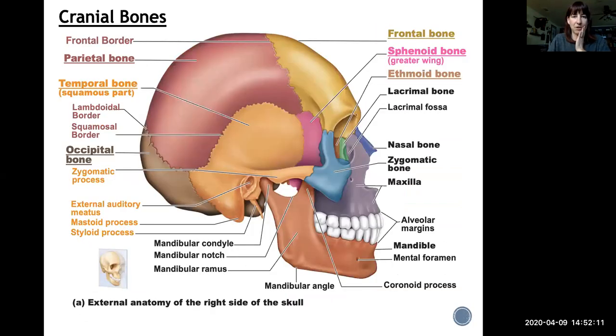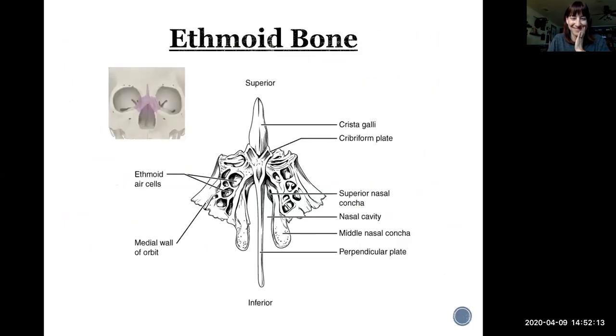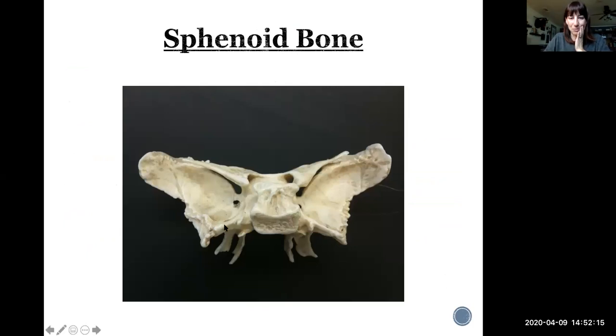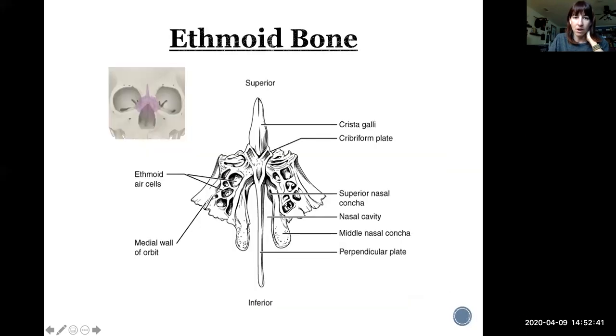I know it's terrible. I'm really sorry about that. Here's another picture of it. This is also a superior view, with the sella turcica right here, the lesser wing, the greater wing. And I believe that is the foramen ovale that we can see right there. Okay, all right.